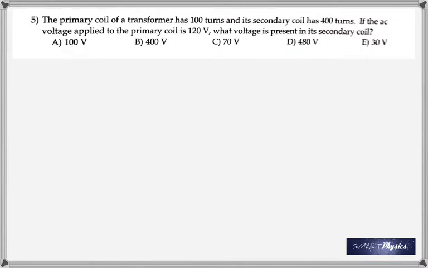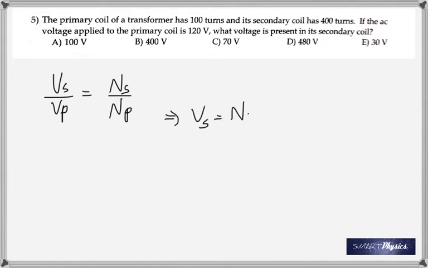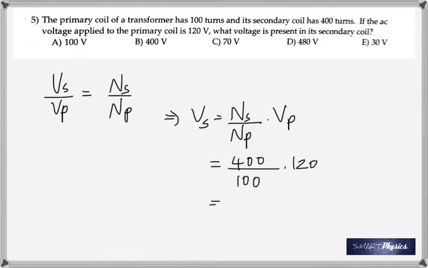A transformer question again. The number of turns in the primary is given. And the number of turns in the secondary is there. The voltage applied to the primary is given. Find the voltage in the secondary. Simple question, because the ratio of the voltages is equal to the ratio of the number of turns. Absolutely no explanations required there. It's just substitution.